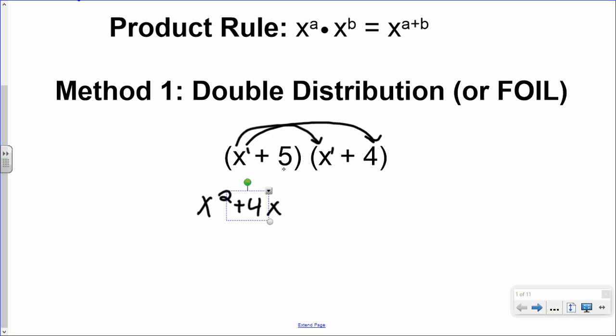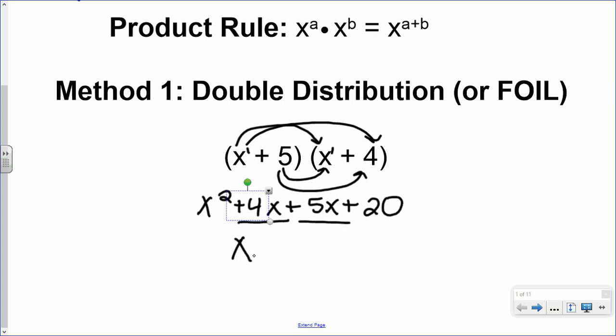Now we're going to do the inner, so we're going to do 5 times x, which is plus 5x. And then we're going to do the 5 times 4, which is plus 20. And then from this method, we just need to make sure we can combine like terms. So we can combine the plus 4x and the plus 5x, which gives you x squared plus 9x plus 20.